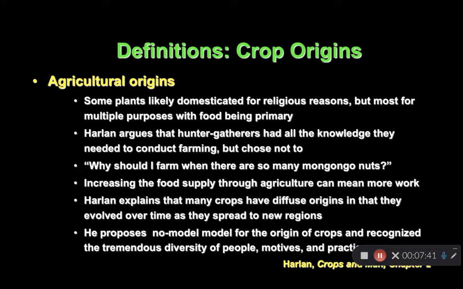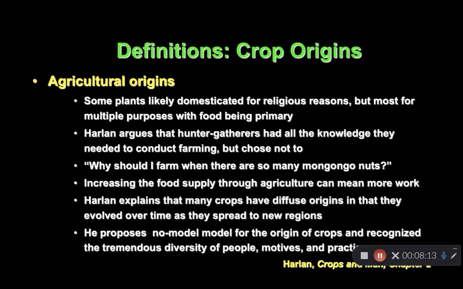So it is not as though agriculture and the domestication of our crops into these fields and agricultural settings is something that is universally recognized as being superior to hunting and gathering. But it certainly has its advantages in being able to support very, very large populations that were essentially sedentary compared to those situations where the populations were nomadic. Harlan also says that many crops have diffuse origins. They evolved over time as they spread to new regions.